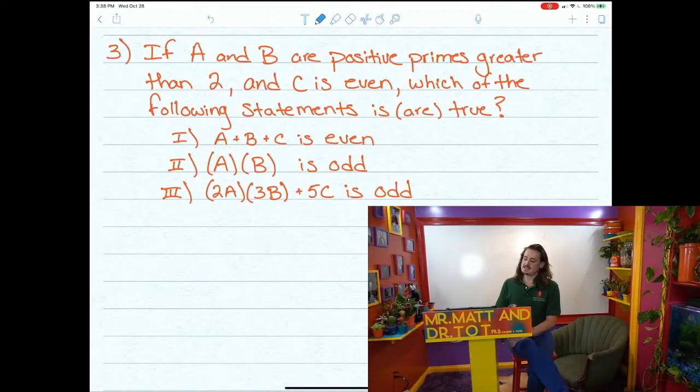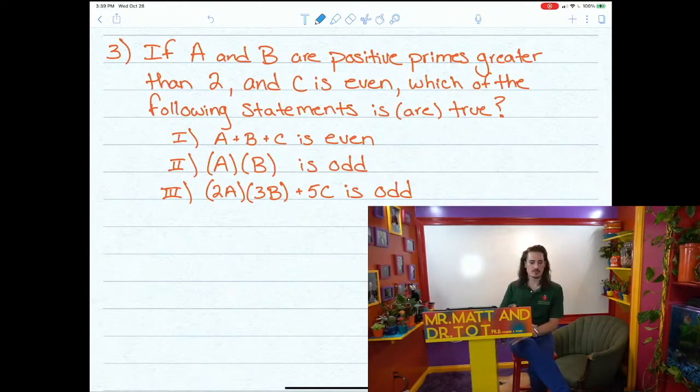So number 3 asks, if A and B are positive primes greater than 2 and C is even, which of the following statements is or are true? Statement number 1 is A plus B plus C is even. Number 2 is A times B is odd. Number 3 is 2A times 3B plus 5C is odd. So that last one, 2A times 3B plus 5C is odd.